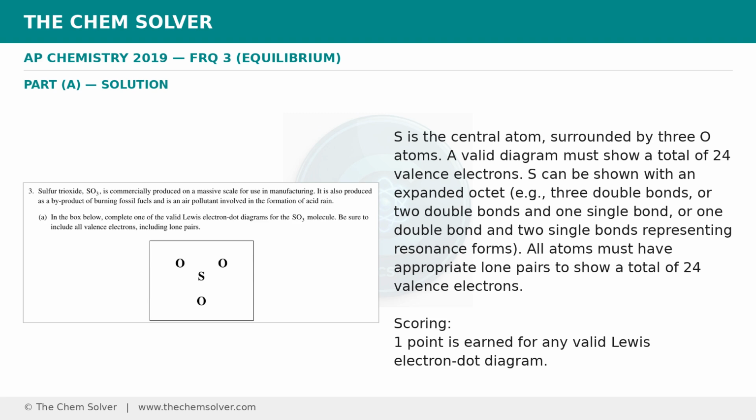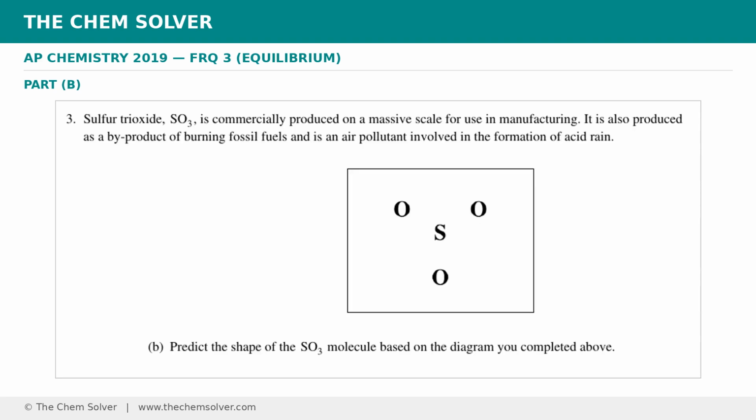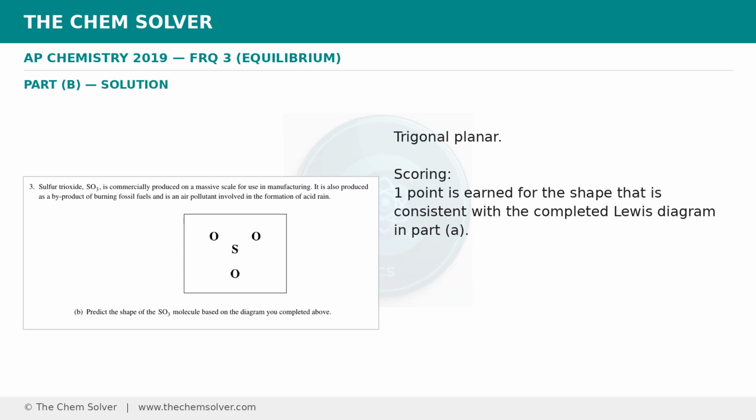Scoring. 1 point is earned for any valid Lewis electron-dot diagram. Predict the shape of the SO3 molecule based on the diagram you completed above. Trigonal planar. Scoring. 1 point is earned for the shape that is consistent with the completed Lewis diagram in Part A.